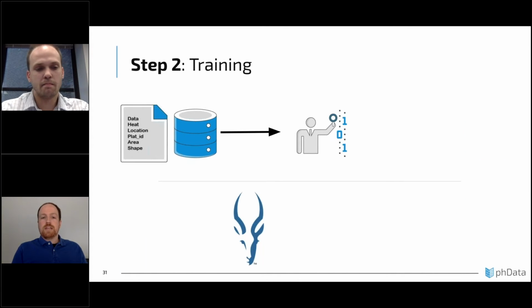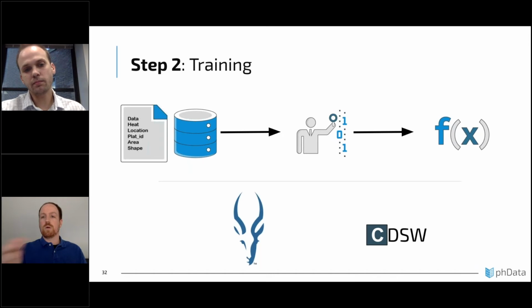As we move into the training phase, we're going to use Impala to select the training set from Kudu and then make sense of it inside of CDSW, where the end goal is to build a function that the machine learning model can make decisions on based on the raw data that's being fed to it.